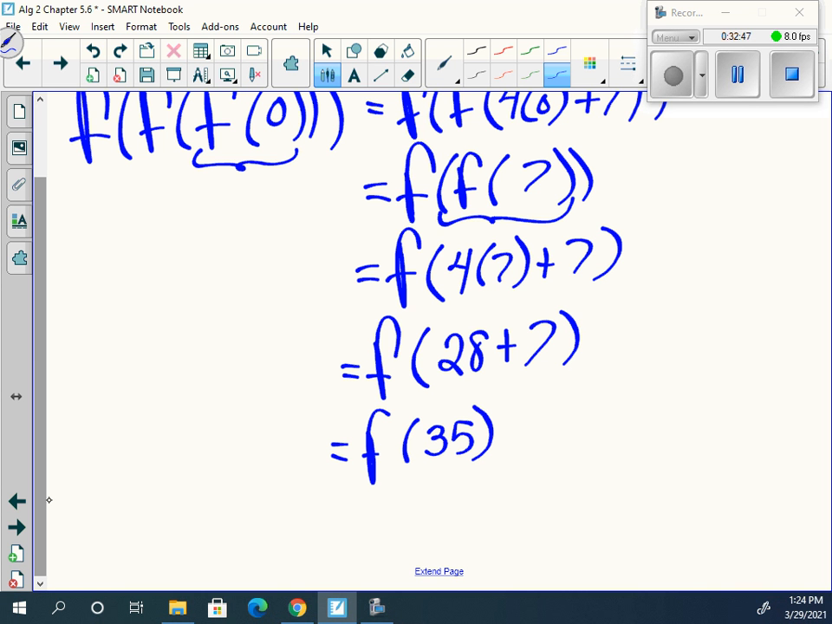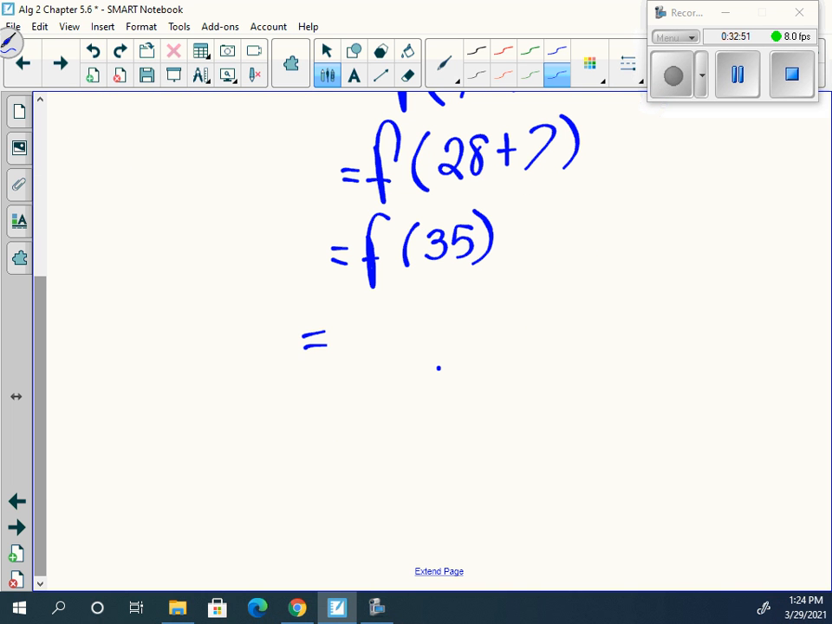Well, we're almost done. We've got to do this one more time. And this time we're plugging 35 in for x, which would give us 4 times 35 plus 7. So we're really just repeating the same process over and over and over again. So we can do this more than 2 times. We can do it as many times as we want.